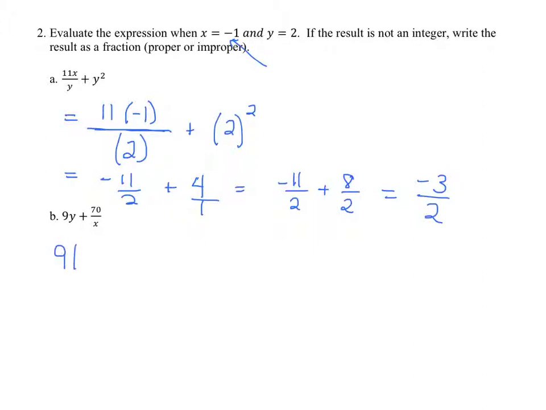9 times 2 plus 70 over -1. 9 times 2 is 18. 70 divided by -1 is a whole number. It's -70. So 18 plus a negative 70 is a negative 52. Let's double check that. Yep, double checked on my calculator.